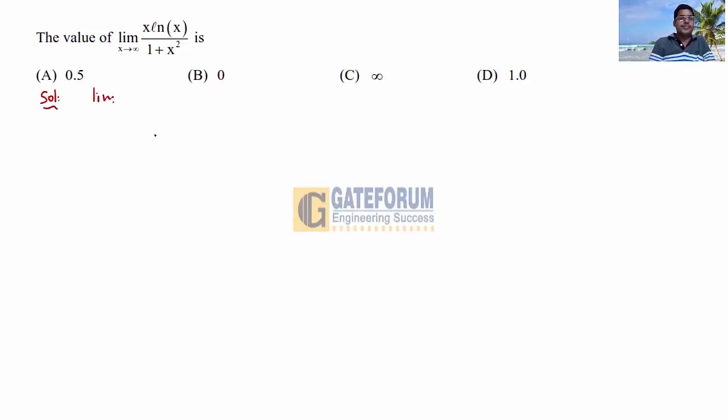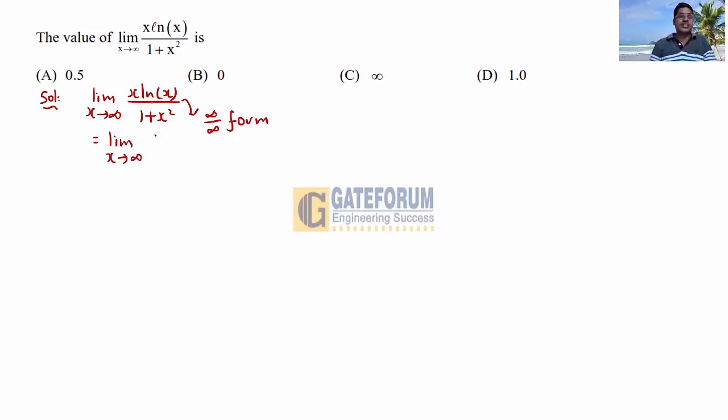limit x tends to infinity, x into log x, natural logarithm x, divided by 1 plus x square. So, this looks like log infinity is infinity, 1 plus infinity is infinity. So, infinity by infinity form. You can apply L'Hospital rule: limit x tends to infinity, differentiate numerator with respect to x, then denominator with respect to x.